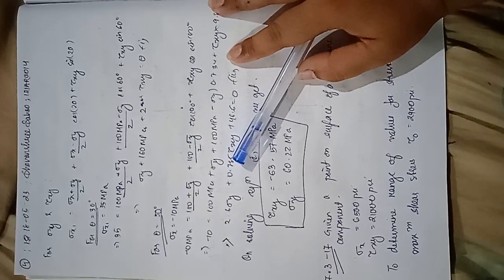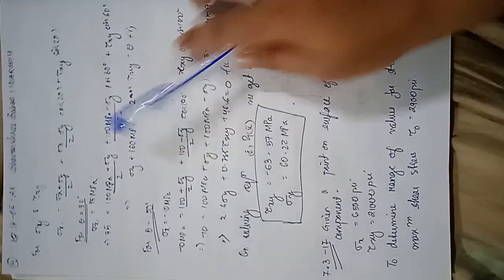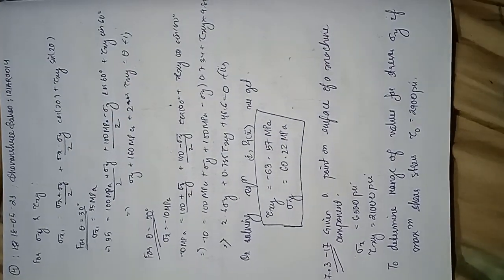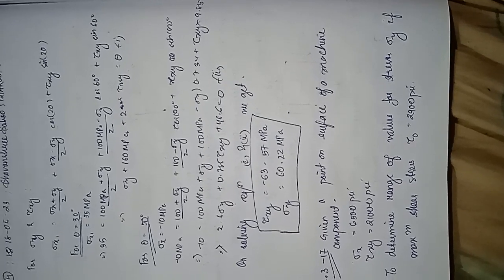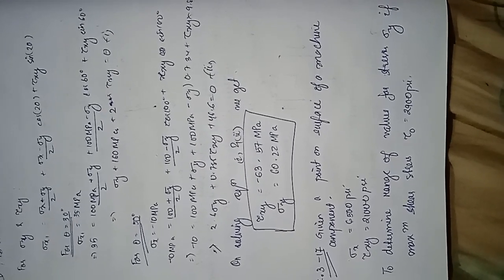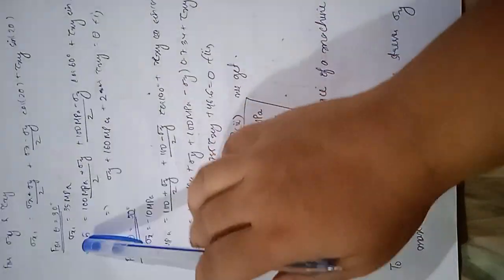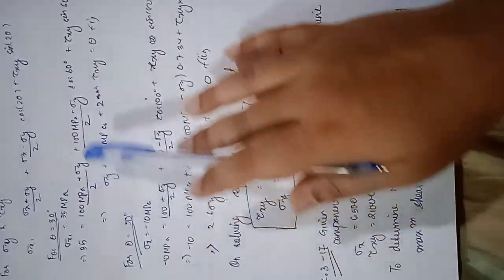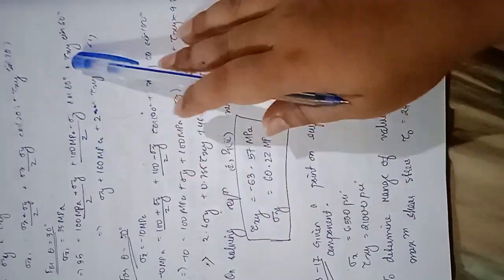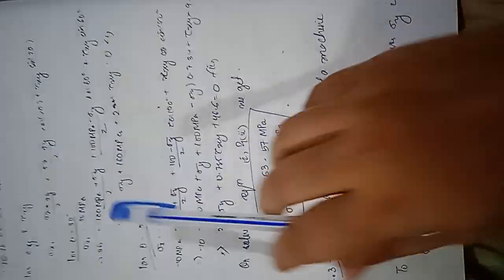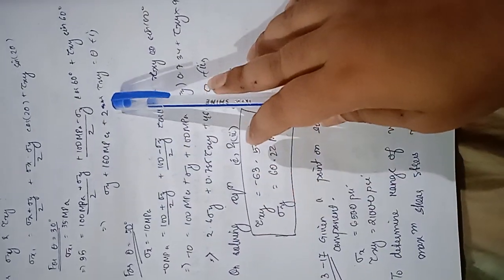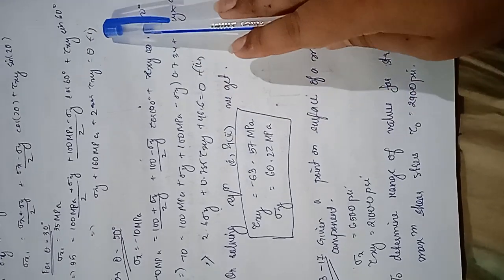So for sigma x1, sigma x plus sigma y by 2 plus sigma x minus sigma y by 2 cos 2 theta plus tau xy sin 2 theta. For theta equal to 30 degrees, sigma x1 is equal to 35 MPa, hence 35 is equal to 100 plus sigma y by 2 plus 100 minus sigma y by 2 cos 60 degrees plus tau xy sin 60 degrees, implying sigma y plus 160 MPa plus 2 tau xy is equal to 0, which is equation 1.